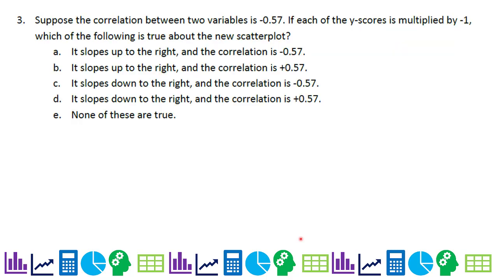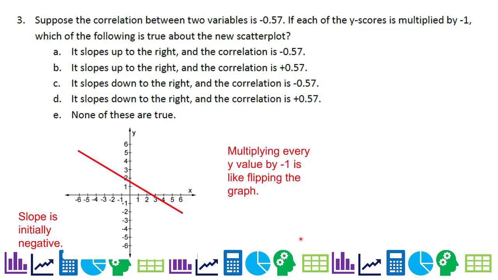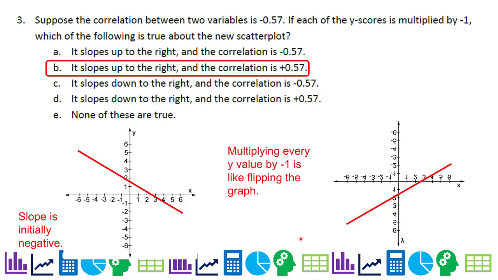Number 3, suppose the correlation between two variables is negative 0.57. If each of the y-scores is multiplied by negative 1, which of the following is true about the new scatter plot? So the slope is initially negative, and let me go ahead and do my drawings. There you go. So it's initially negative, but multiplying every y value by negative 1 is like flipping the graph. So I just literally flipped it, and you can see that the slope now becomes positive. So the correlation should not change in magnitude. It should stay the same. So the correct answer is B.